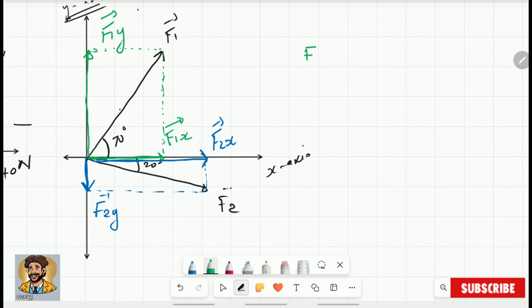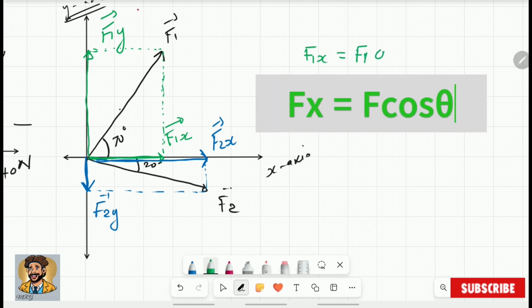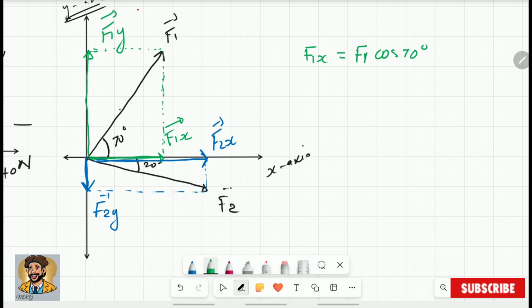F1 in X is going to be equal to F1 multiplied by cos theta. Theta is how much? 70 degrees. So let's do it real fast. 17 Newton. What is the direction? Positive x-axis. You need the direction. That's why I showed you the rough drawing. So to the positive x-axis.